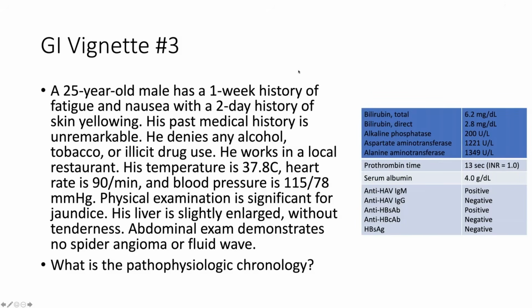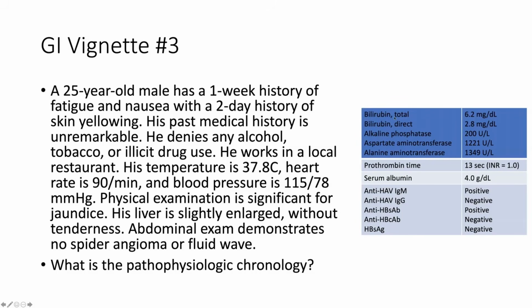A 25-year-old male has a 1-week history of fatigue and nausea with a 2-day history of skin yellowing. His past medical history is unremarkable. He denies any alcohol, tobacco, or illicit drug use. He works in a local restaurant. His temperature is 37.8, heart rate is 90, blood pressure is 115/78. Physical exam is significant for jaundice. His liver is slightly enlarged without tenderness. Abdominal exam demonstrates no spider angioma or fluid wave. What is the pathophysiologic chronology?